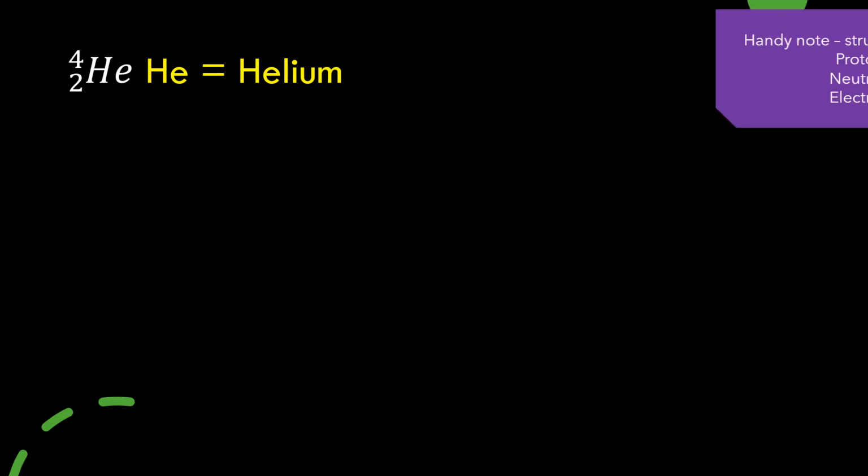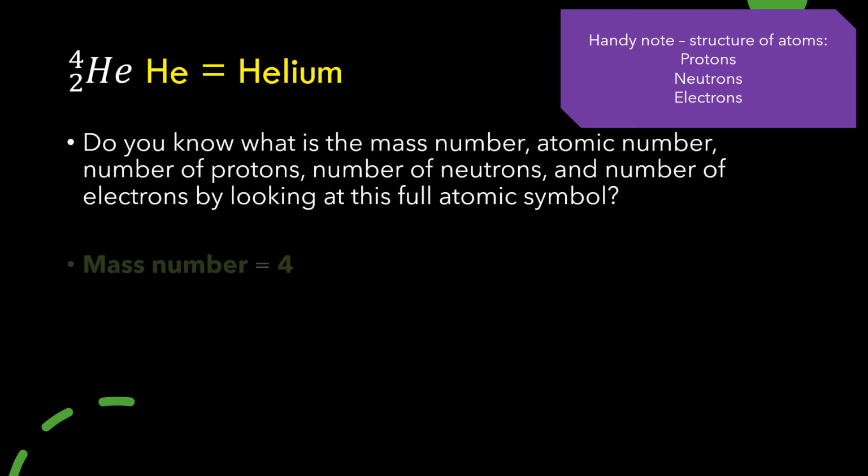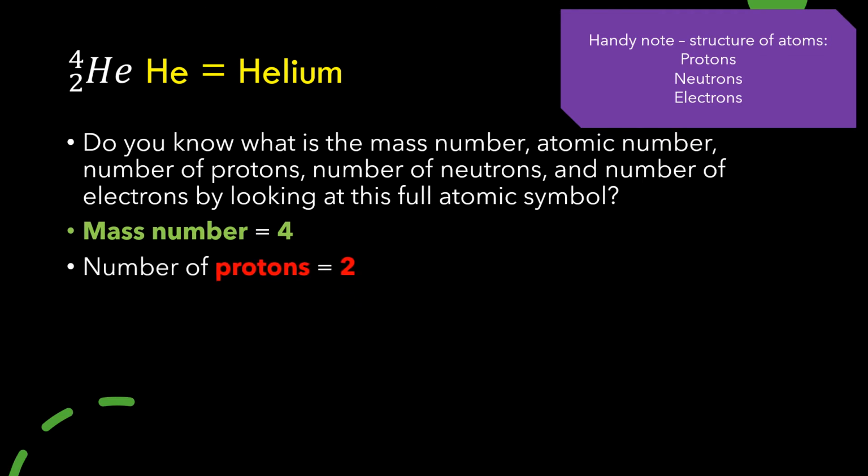Do you know the mass number, atomic number, number of protons, number of neutrons, and the number of electrons just by looking at the full atomic symbol? In fact, the mass number will be 4, as the mass number will always be in the upper left-hand corner of the full atomic symbol. The number of protons is 2. Remember, the number of protons usually can be found at the bottom left corner of the full atomic symbol. However, sometimes the number of protons can be omitted when writing the atomic symbol.